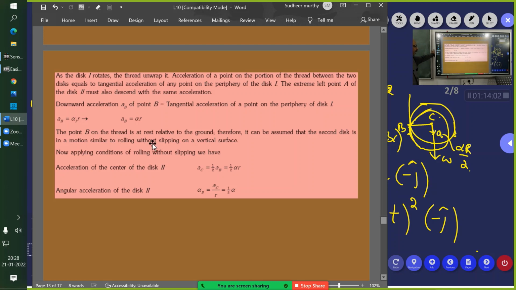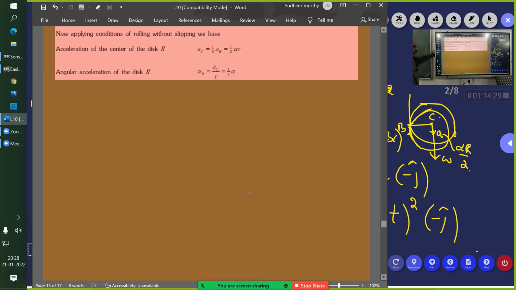The point B on the thread is at rest relative to ground, therefore it can be assumed that the second disc is in a motion similar to rolling without slipping on a vertical surface. Now applying the condition, AC is equal to half AB, which is half alpha R. We got this. Angular acceleration of disc 2 will be half alpha. We got this, right?